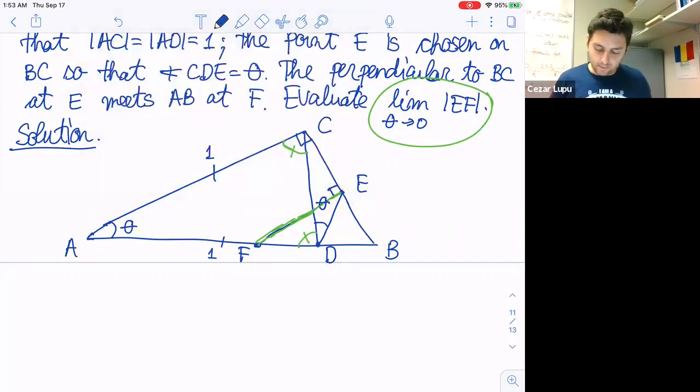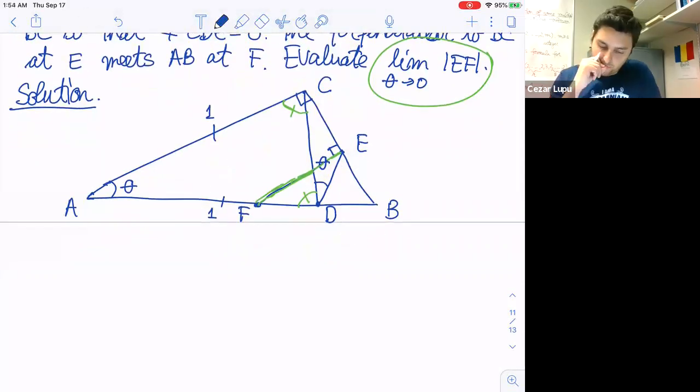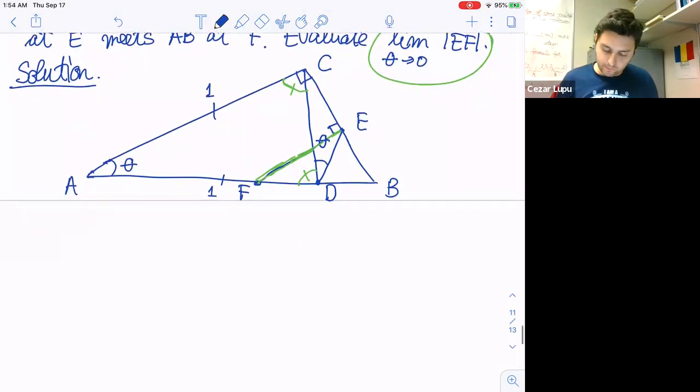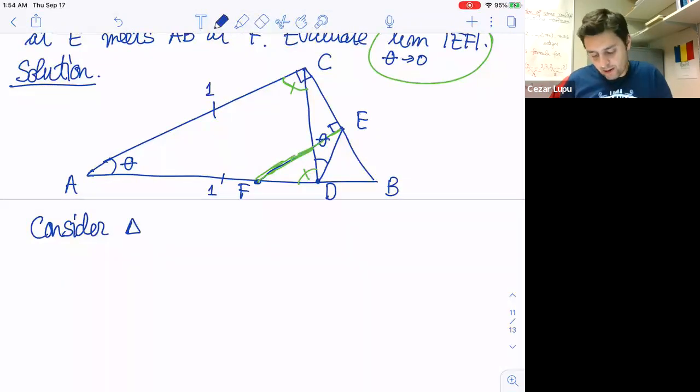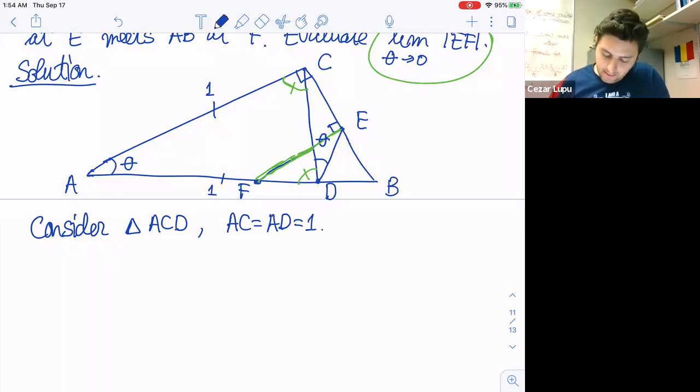Let's see. So we have that, all right. So let's look at, so consider the triangle. And I'm going to consider triangle ACD. And I know that AC is the same as AD, and these are 1. And I know that that guy is theta. But on the other hand, if you look at this, the angle ACB is 90 degrees.